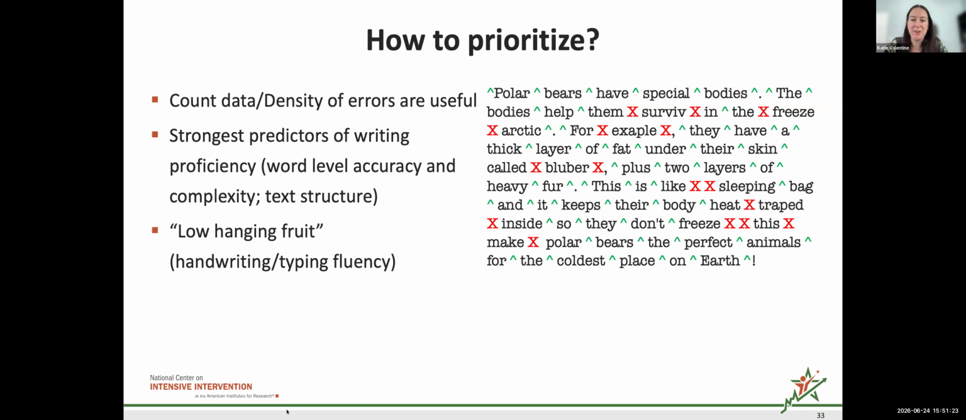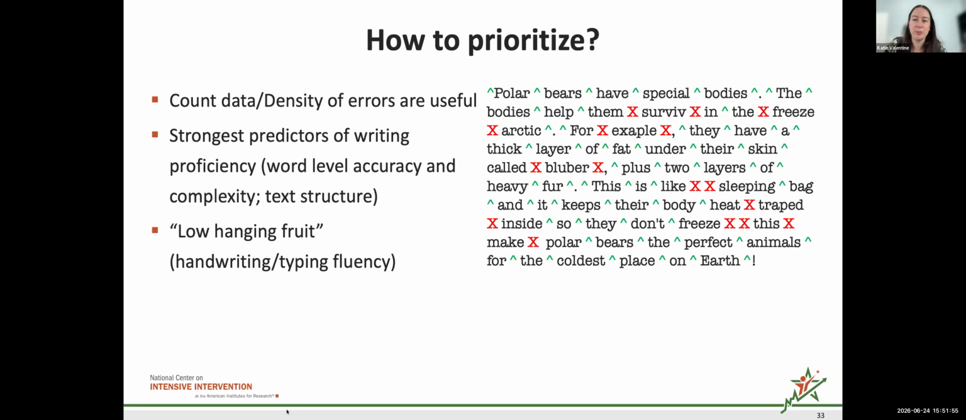And then think about if there's any low-hanging fruit, or those easier or more feasible things to add in to your practice. A lot of times I think about these as potentially being related to that transcription or subword level. So handwriting or typing fluency practice. If there are 10 extra minutes in the day that you can get a kid on a free typing program, that may be some of that low-hanging fruit. And that transcription practice will support their other writing processes as well.